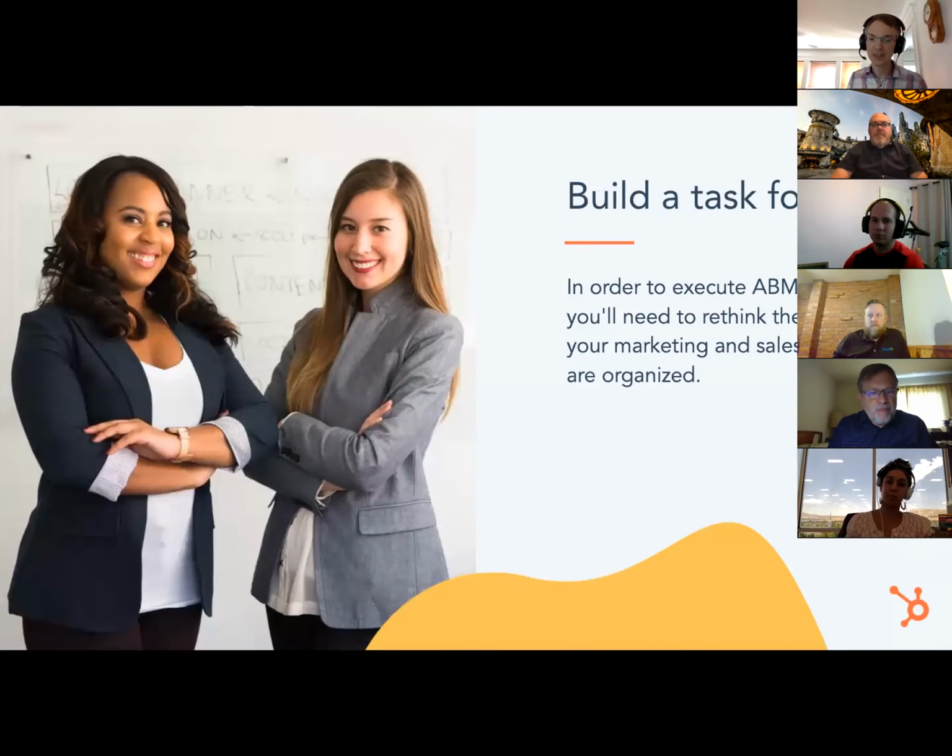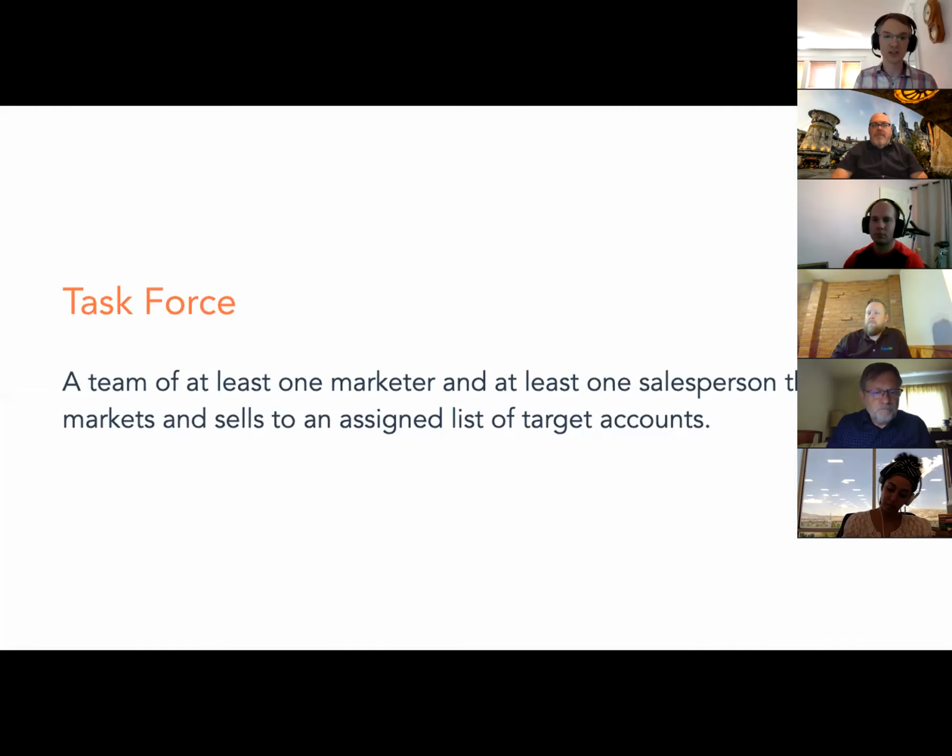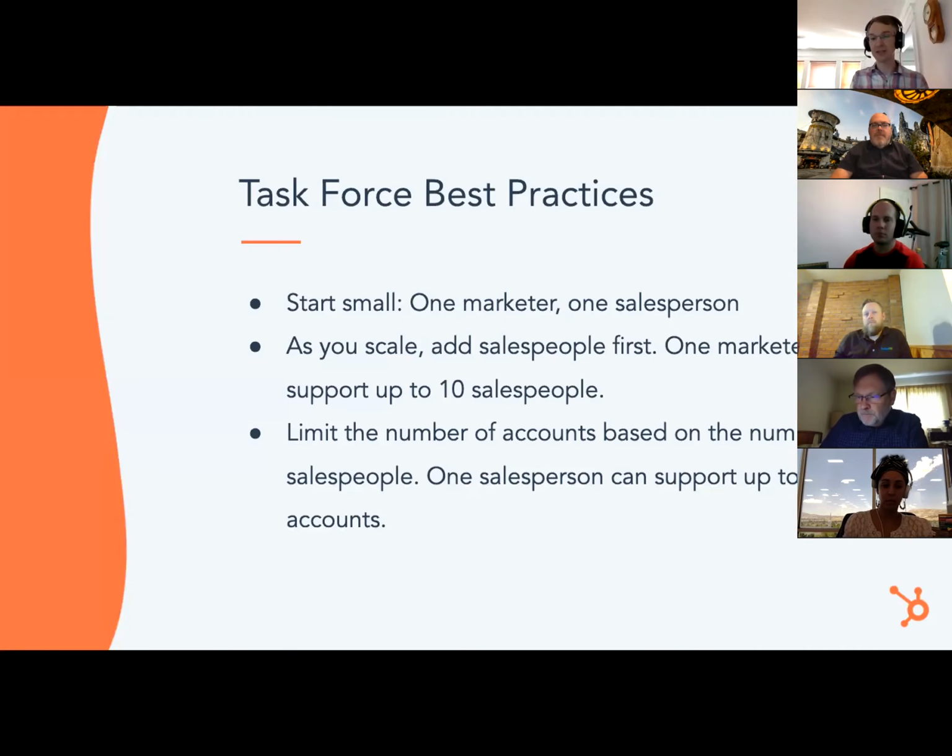So the first step of the 5-step process of building an ABM strategy is building a task force. ABM really focuses on this atomic unit of marketing and sales together. Instead of having a separate marketing department and sales department and never the twain shall meet, which is the case in so many businesses, ABM really breaks down all barriers and brings them together. So a task force is at least one marketer and at least one salesperson that markets and sells to an assigned list of targeted accounts. And it really can be just 2 people. And in fact, that's the best place to start.